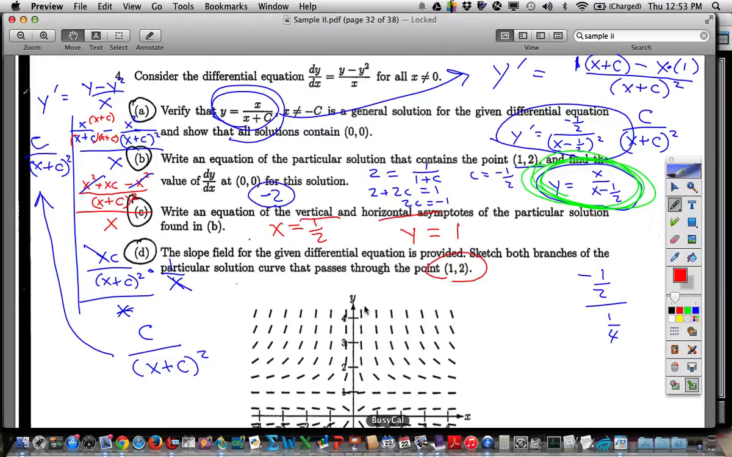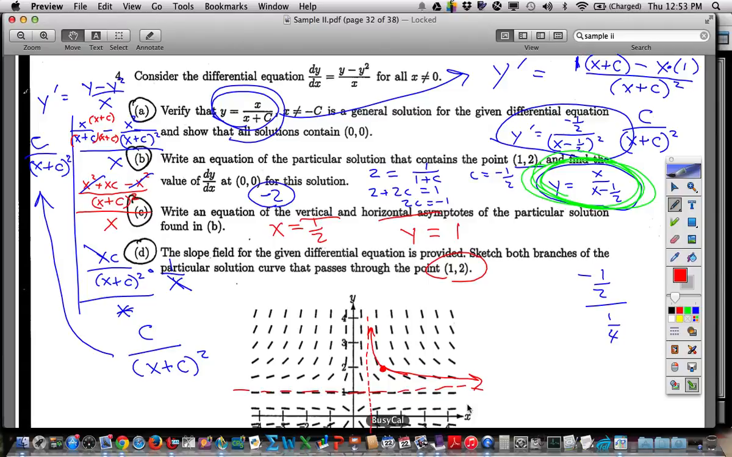So that's going to be in here. Okay, we can kind of see how that would be. We got a horizontal asymptote here at y equals 1, which would be in here. And we already said it goes through the point (1, 2), which is up here. Here's our initial condition, right? So this branch is going to go up along there and come down along here, right?